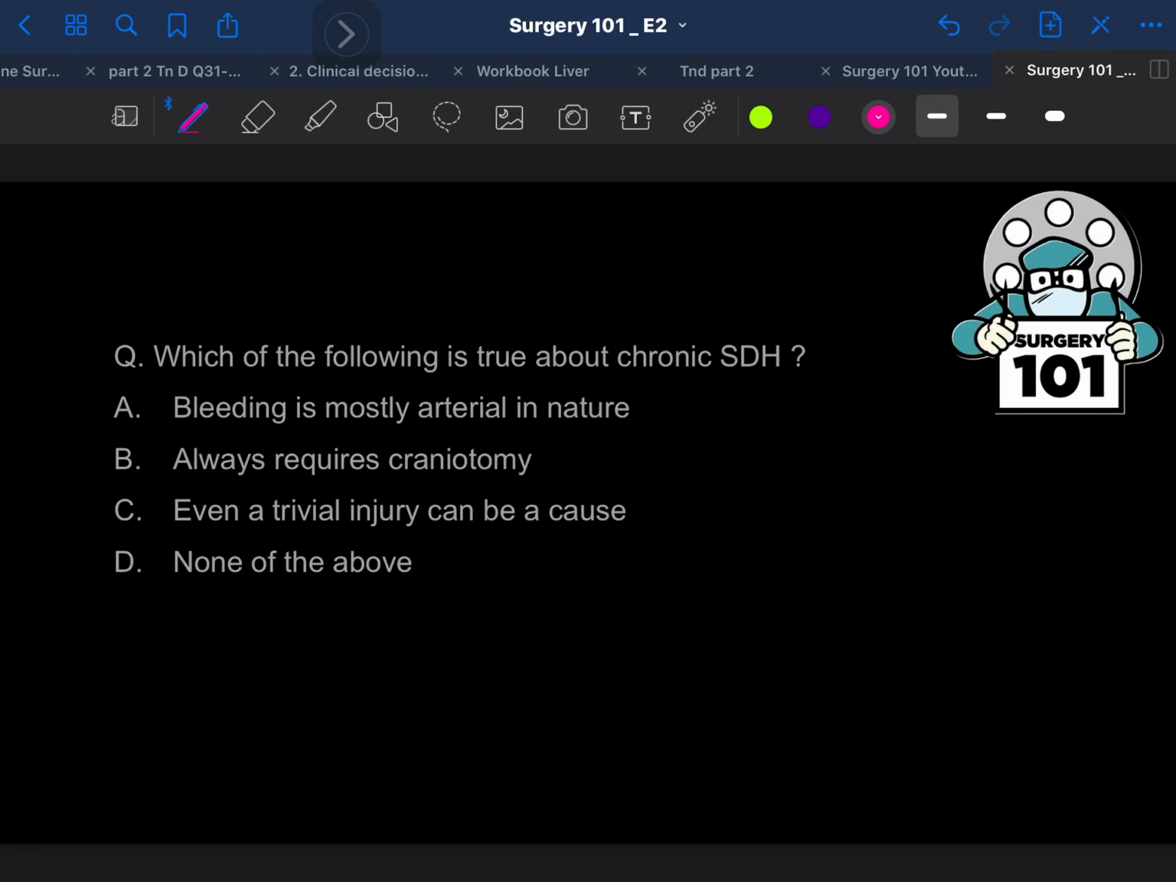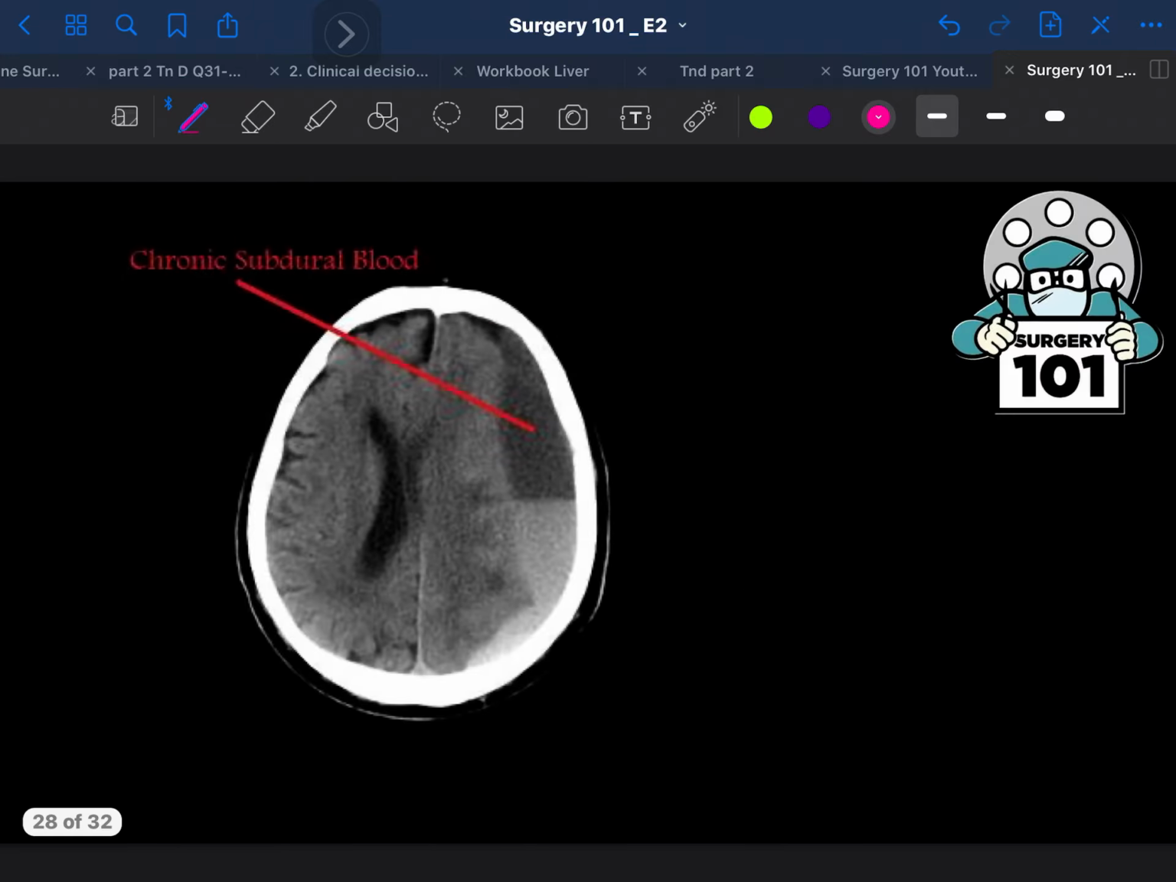Now let us move on to the next question. Which of the following is true about a chronic SDH? Now, which of these following statements is true? Bleeding is mostly arterial in nature, always requires a craniotomy, even a trivial injury can cause this particular thing, or none of the above. Answer is definitely C.